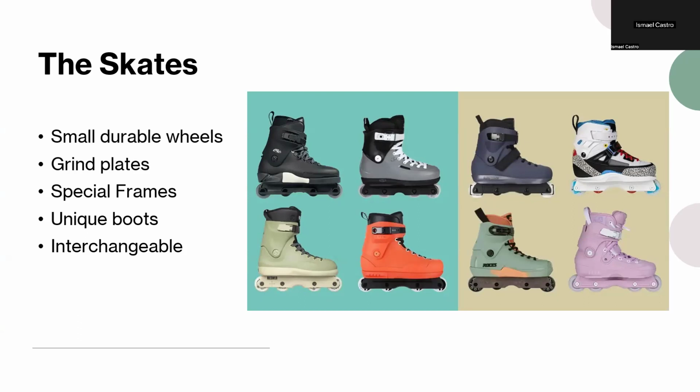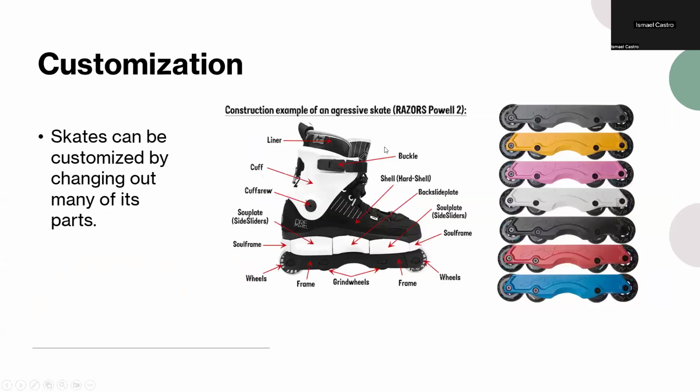The boots themselves are also unique. You can pick your style, pick your fit, whatever's more comfortable for you. Another thing about the skates is that they're interchangeable, so you can pick a boot, pick a frame, pick your wheels, and mix them up how you want based on your style or comfort. So this goes back into customization.